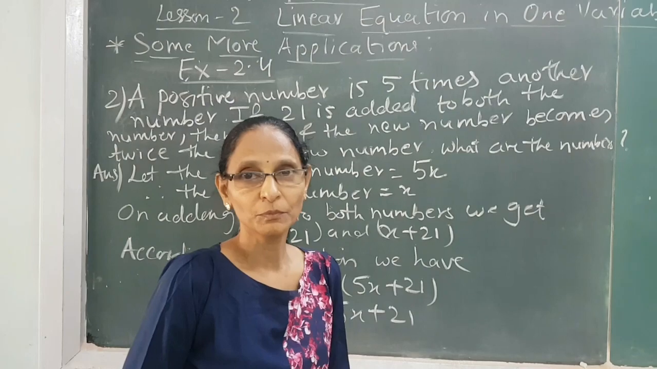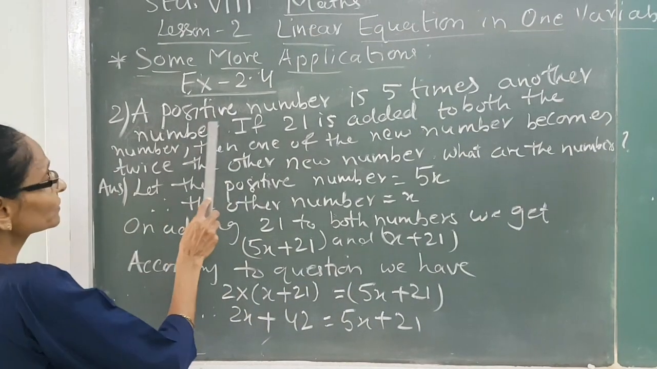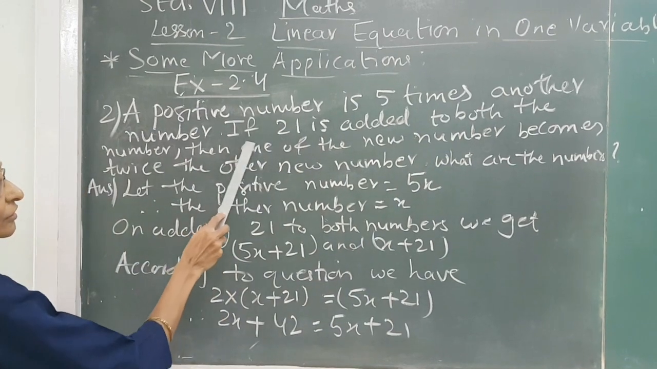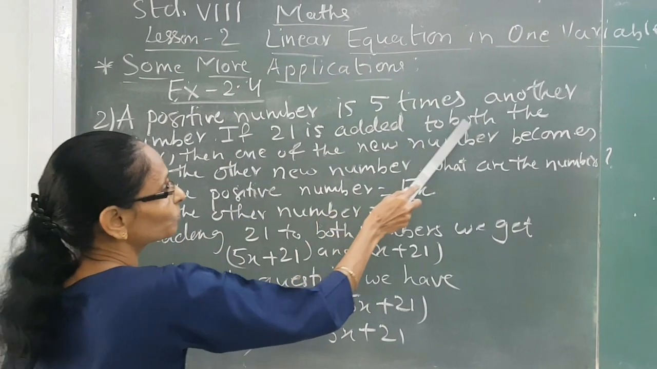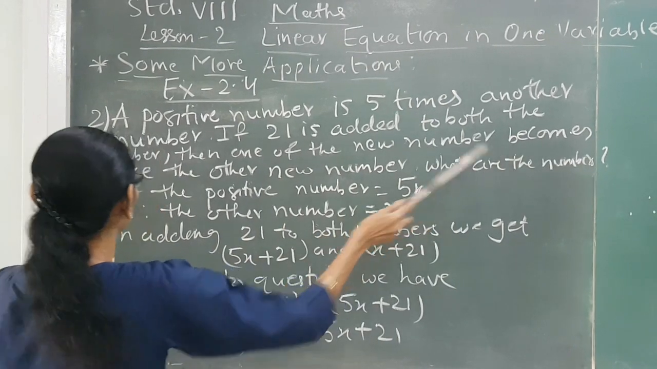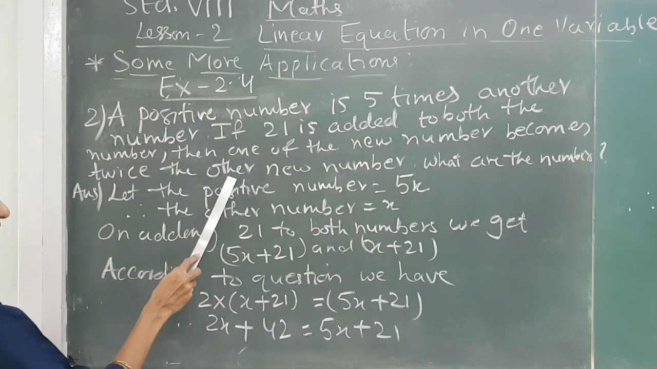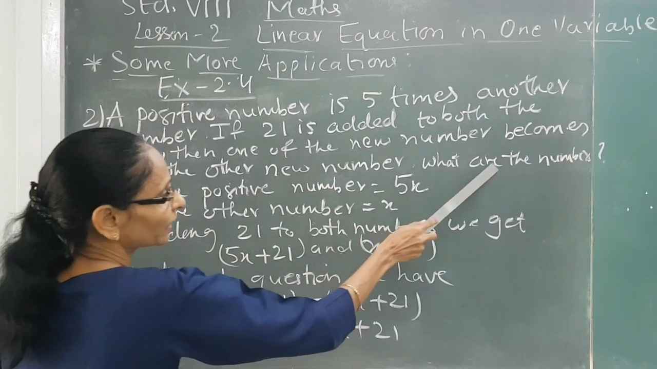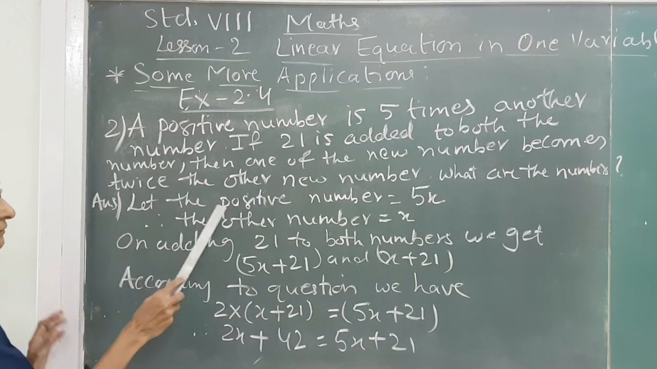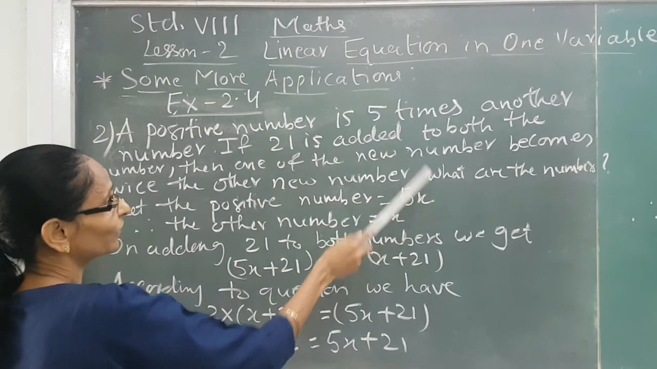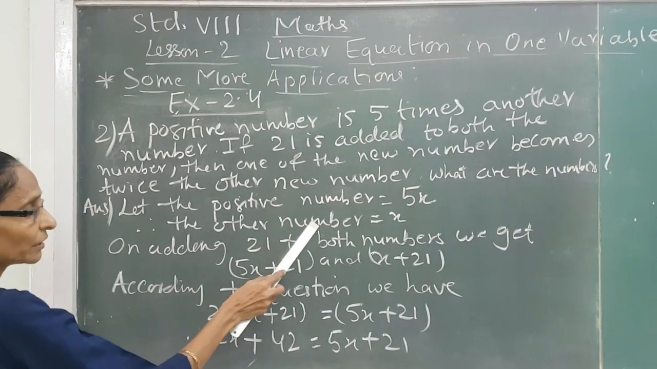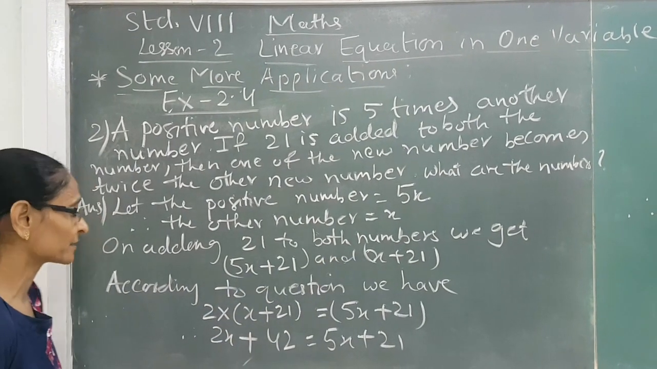Let's do question number 2. A positive number is 5 times another number. If 21 is added to both the numbers, then one of the new numbers becomes twice the other new number. What are the numbers? So first we will suppose, let the positive number be equal to 5x because it is given 5 times. Therefore the other number is equal to x.